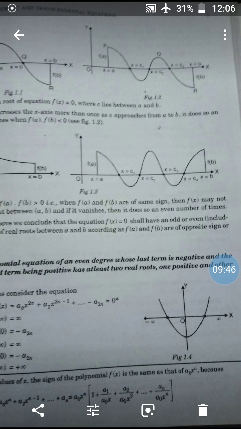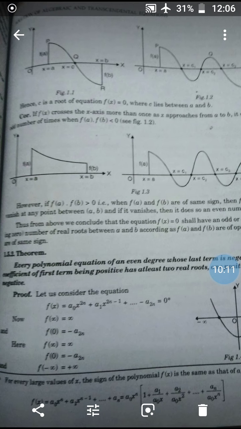We can see from figure 1.2, f of a is positive and f of b is negative. When it crosses the x axis more than once, say it crossed at x equal to c1, then touched at c2, then at c3, then it must lie, meaning we can say there are 3 roots lying between a and b.